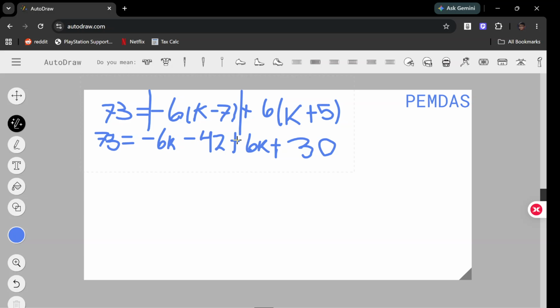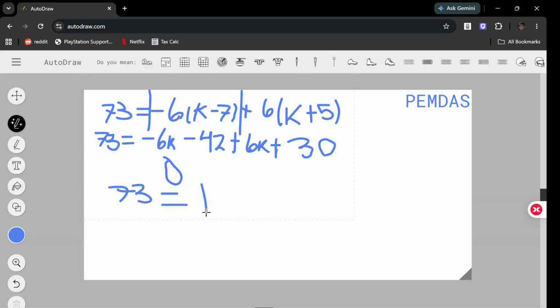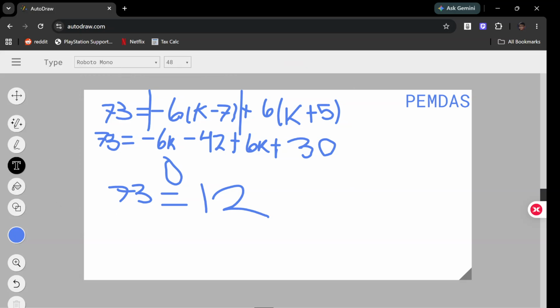So you might notice something about this problem. You notice that the 6k's cancel out. Negative 6k plus 6k becomes 0. So then you get 73, and negative 42 plus 30, you get negative 12. And we see that's not right. 73 is not equal to negative 12. So then what you actually get is called no solution.